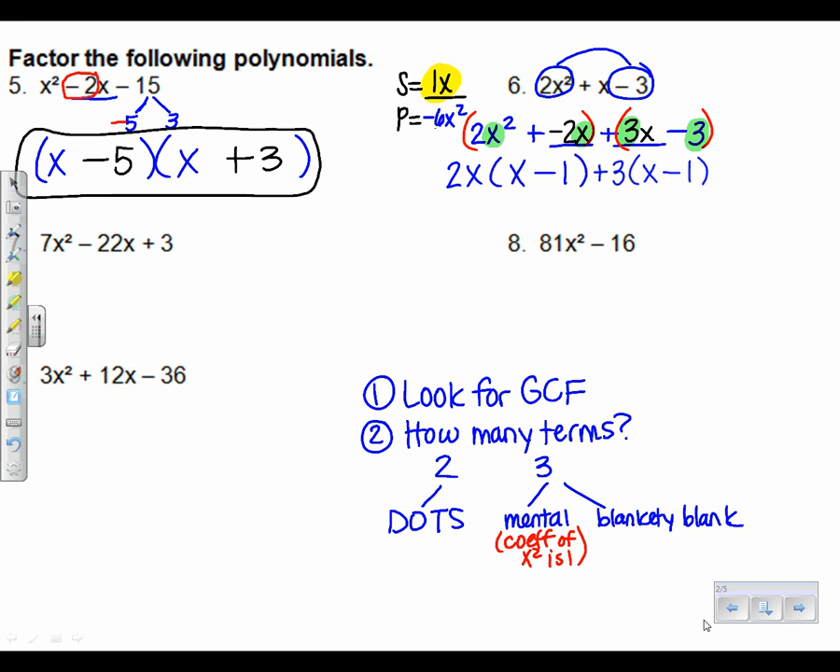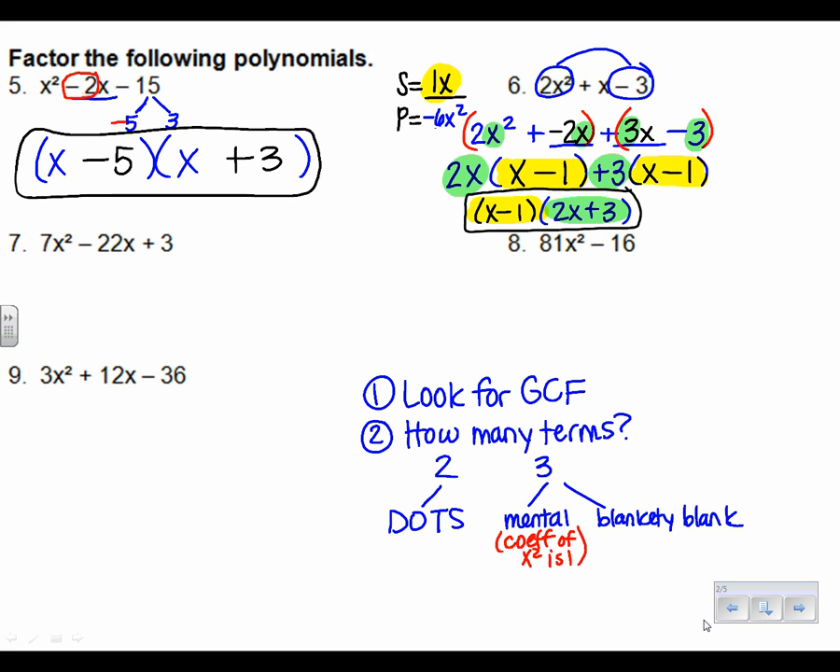Notice these two terms inside of my parentheses are the same. If they're not, you did something wrong. That gives me one of my factors. One of my factors is x minus 1. My other factor comes from the outside of the parentheses, which is 2x plus 3. And there's my answer.